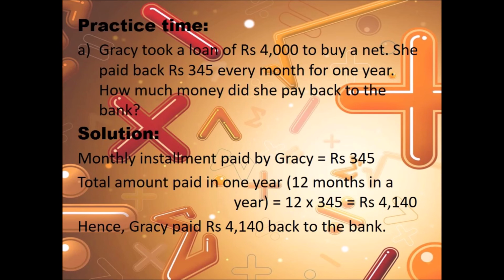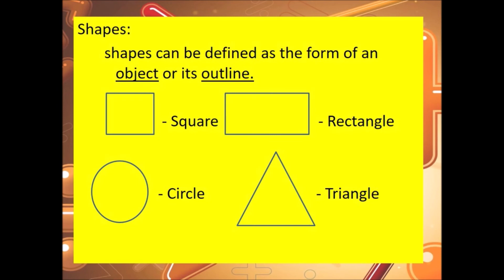Okay, rupees 4,140. Hence Gracie paid rupees 4,140 to the bank. Next, we are going to revise chapter 2, shapes and angles.